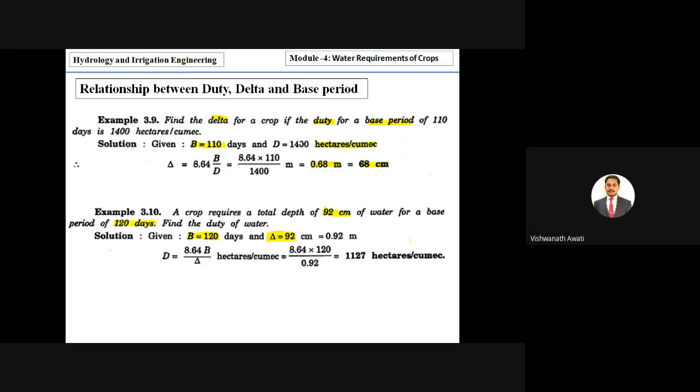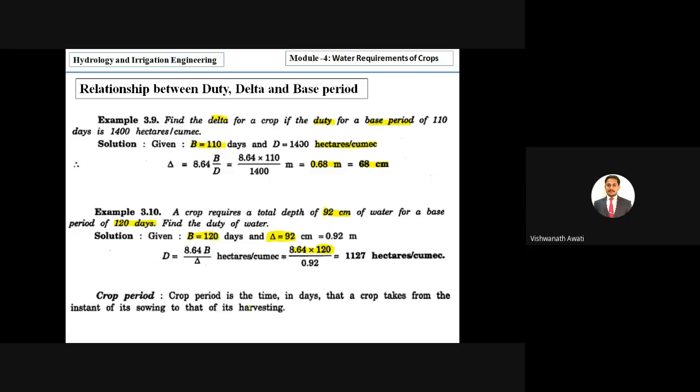After substituting and simplifying we will get 1127 hectares per cumec. It is the duty of the given problem. As I told, crop period is also an important definition. Crop period is the time in days that a crop takes from the instant of its sowing to its harvesting. As I told, planting to harvesting is the period in between.